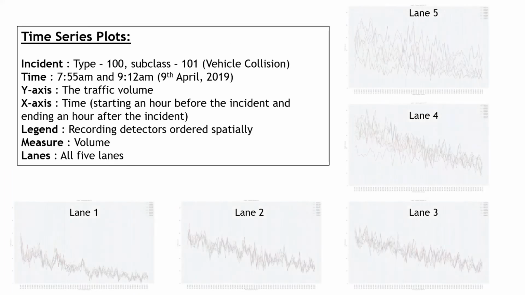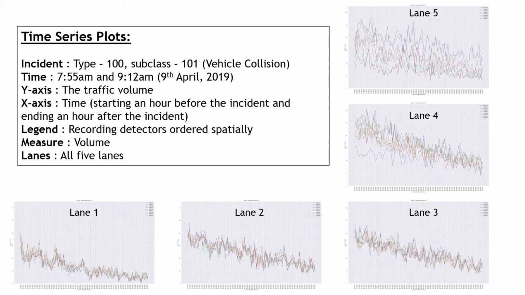So this is the incident of the same type and the same subclass for the same time as well. So both of these are the same incident, but the plots are just different. On the y-axis, we have the traffic volume, and on the x-axis, we have the time again. In the legend, we have the recording detector sorted spatially, but here the measure is the volume. So we can see that lane 5 is almost different from all the other lanes, indicating that the accident has happened only on lane 5. This is the way I identify patterns from these types of plots.